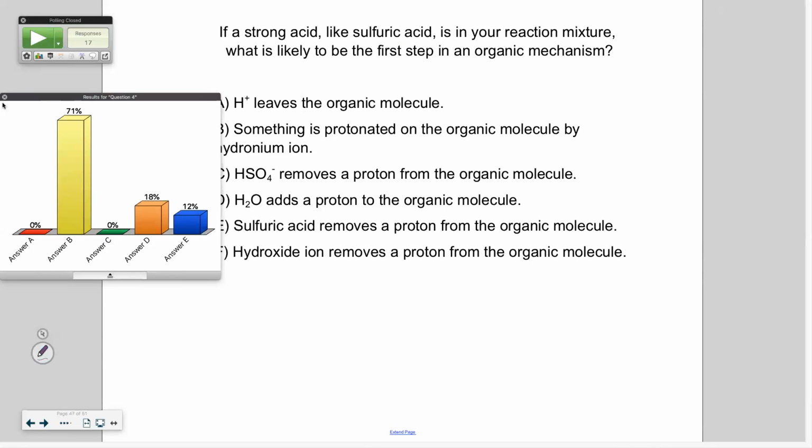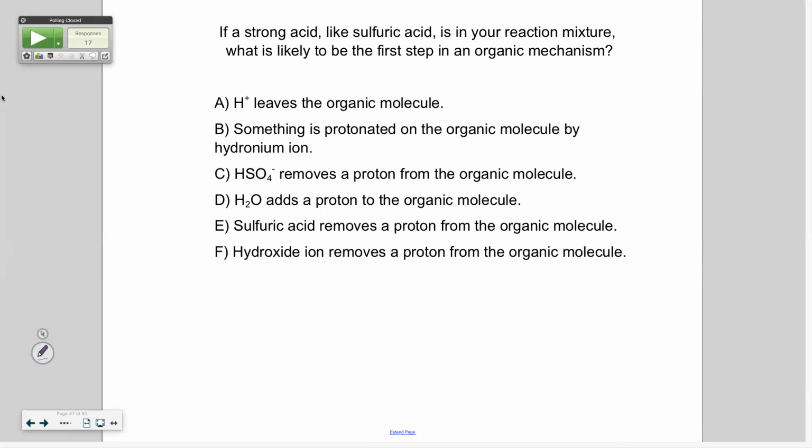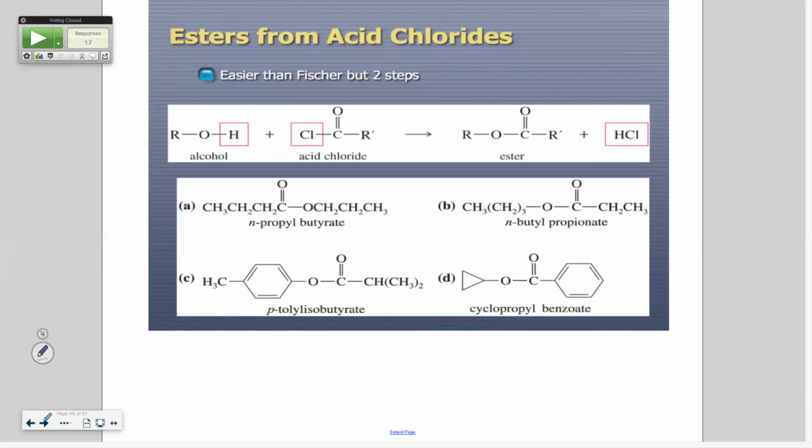Yes, B. All right, I'm up to 71%. Okay. Something gets protonated. What are possible things to get protonated? Oxygen. A double bond can get protonated. A triple bond can get protonated. Okay. A lone pair on a nitrogen, which is something we haven't really seen yet. Lone pairs, double bonds, pi bonds. Okay. I'm trying to get you to be logical.